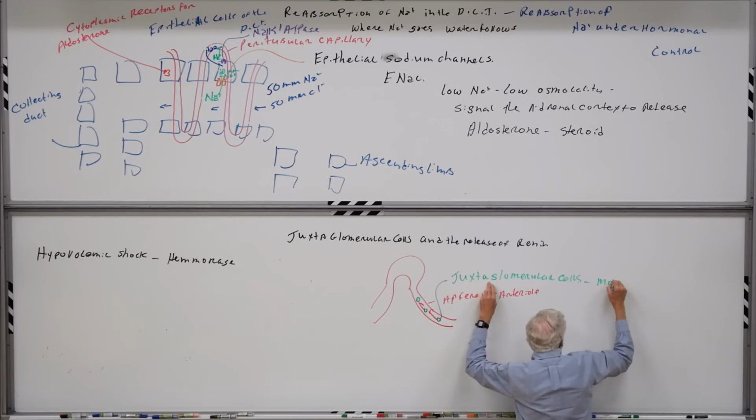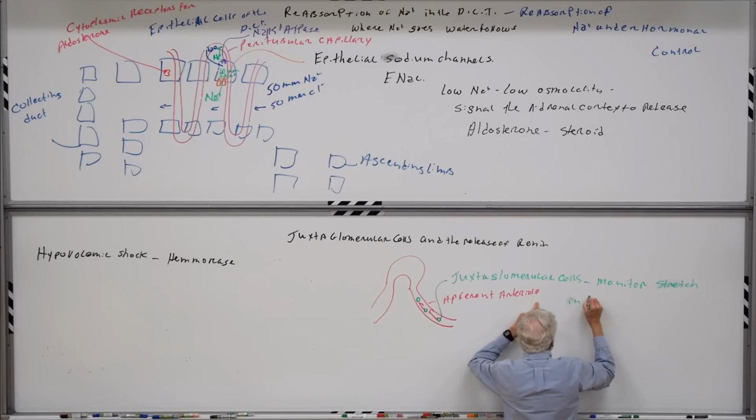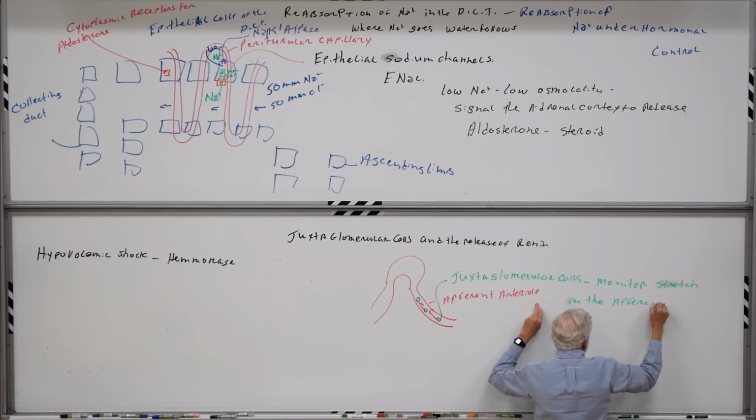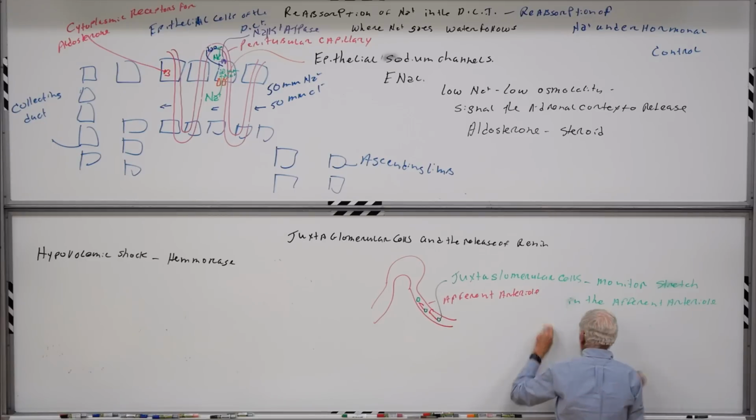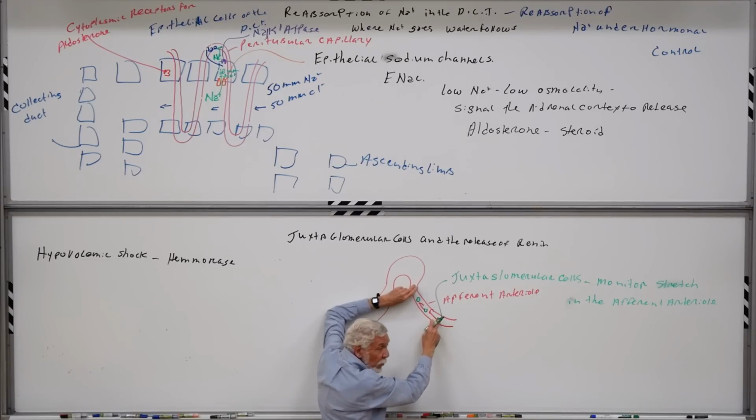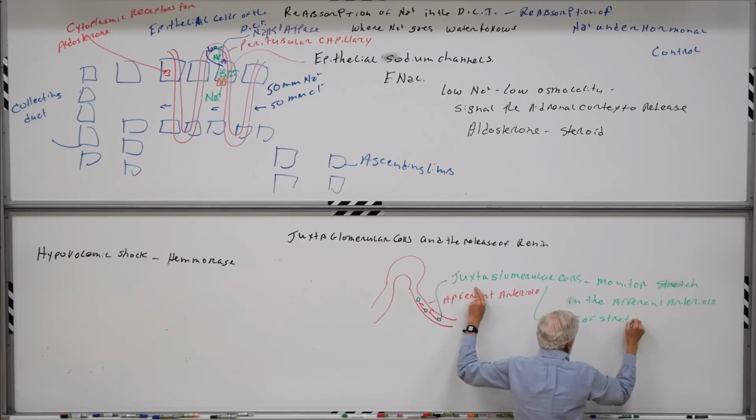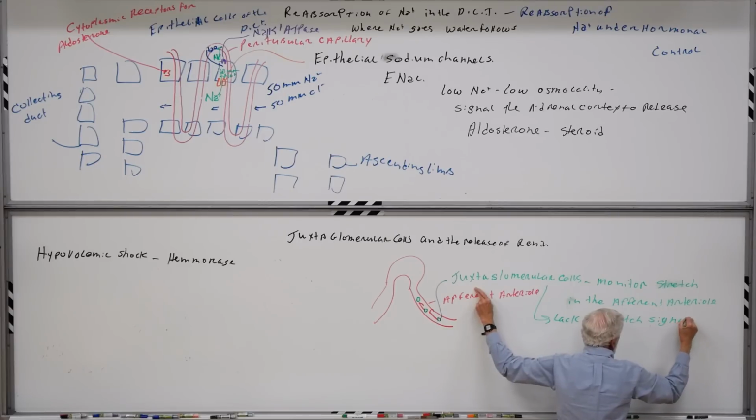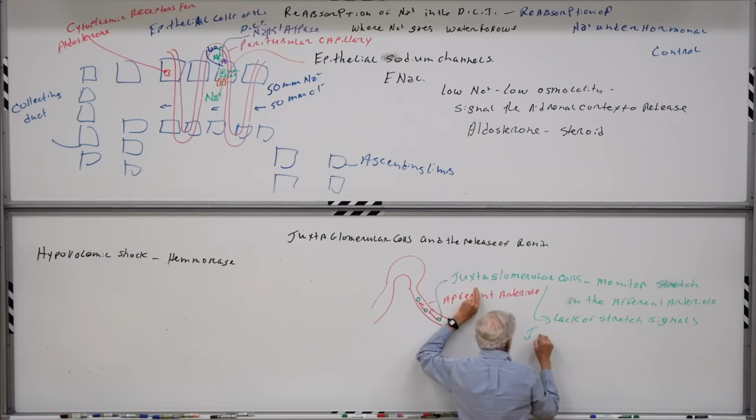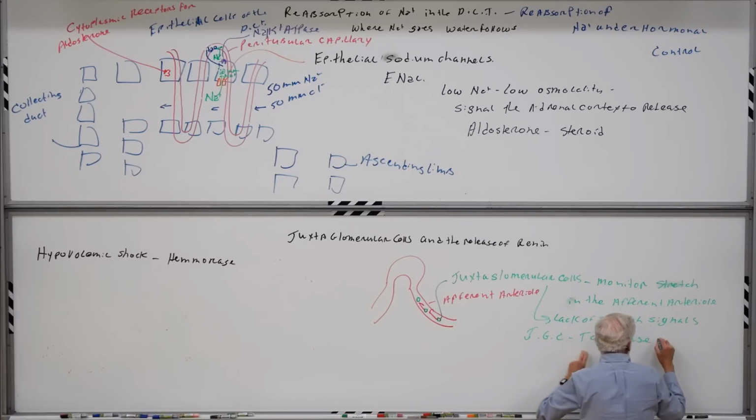What they monitor is stretch in the afferent arteriole. So then under the cases of loss of blood, there is a lack of stretch on this afferent arteriole simply because we've lost volume. This lack of stretch signals the juxtaglomerular cells. Say a lack of stretch signals the juxtaglomerular cells to release a molecule called renin.